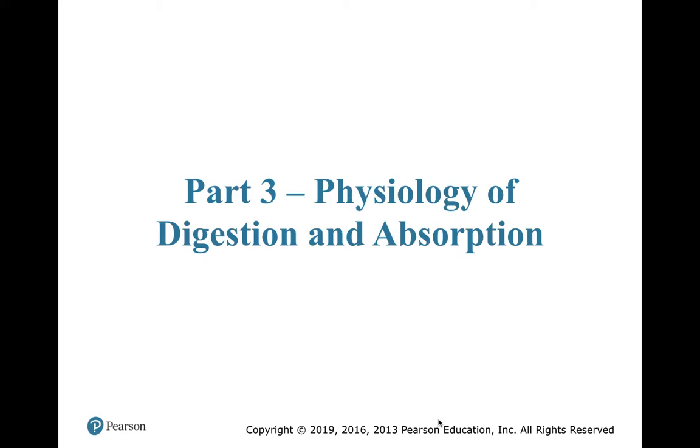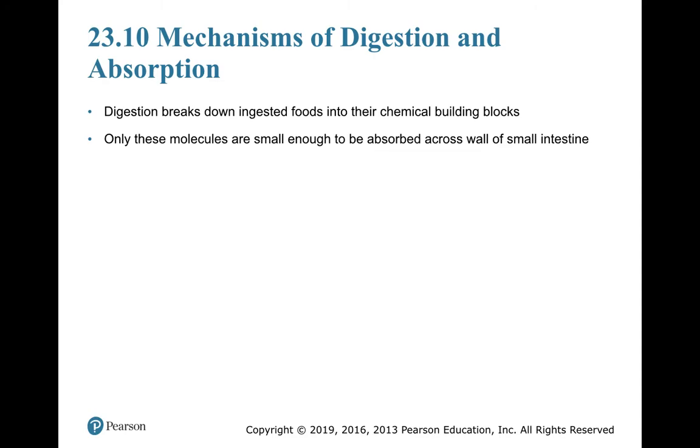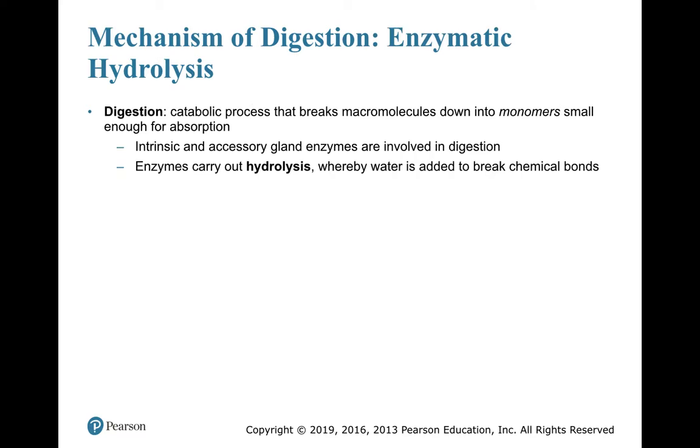Physiology of digestion and absorption, a very important part of the digestive system. Digestion breaks down the ingested food to their chemical building blocks, and in general we mean monosaccharides, small peptides, amino acids, and small fats or lipids. And those molecules are small enough that they can be absorbed across the walls of the small intestine. So digestion is that catabolic process that breaks macromolecules down into monomers that are small enough for absorption.